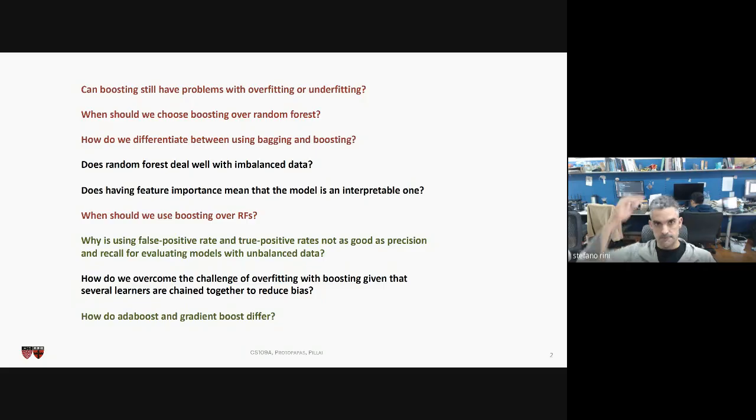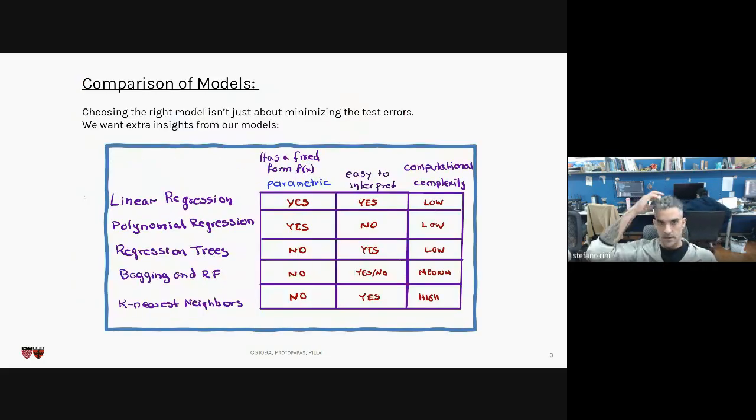As always, we thank our friends at Harvard for sharing the slides. So what are the questions that we want to answer today? When I do boosting, can this result in overfitting and underfitting? How should we choose boosting over random forest? You saw before that both methods are able to produce probabilities, so they are comparable in their performance. How does random forest deal with imbalanced data? When should we boost over random forest? So these are the questions that we want to address.